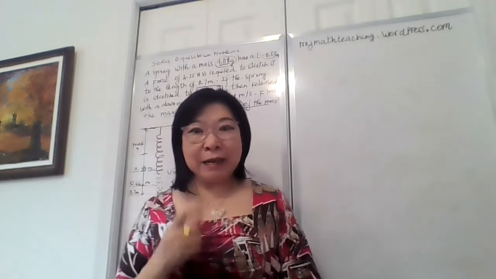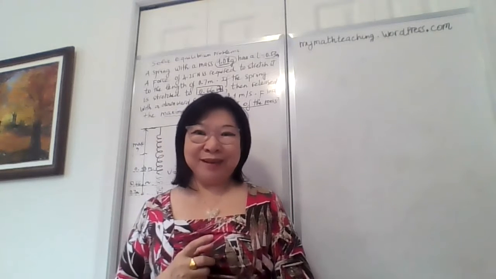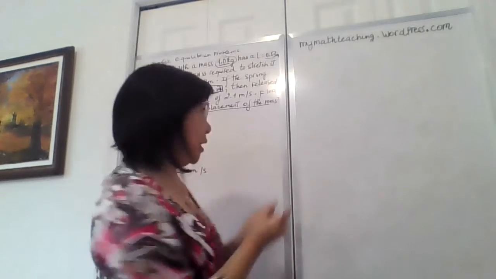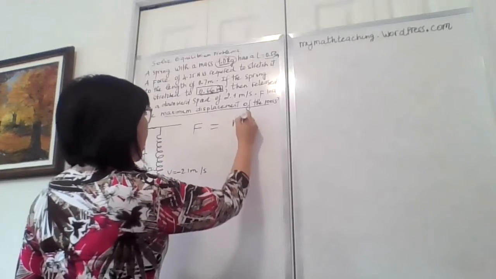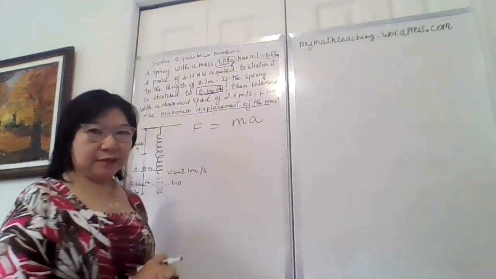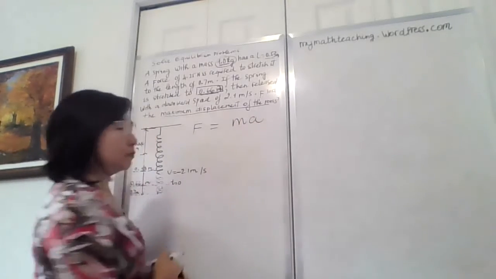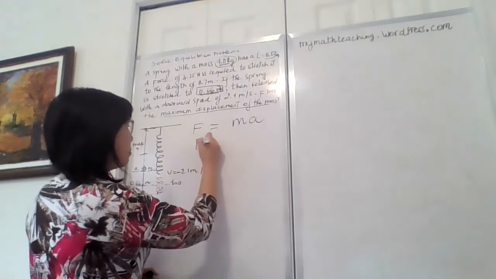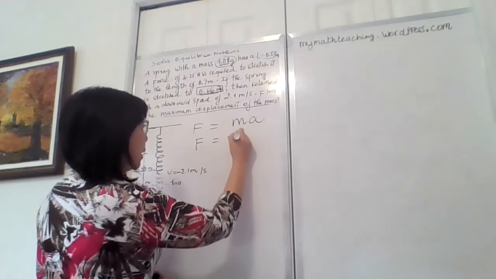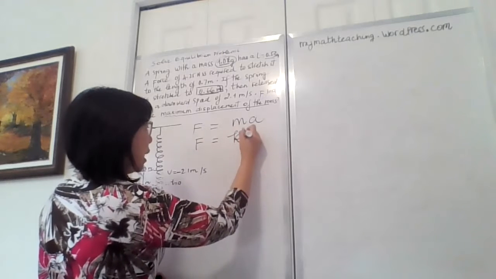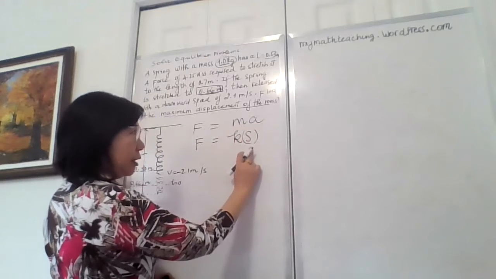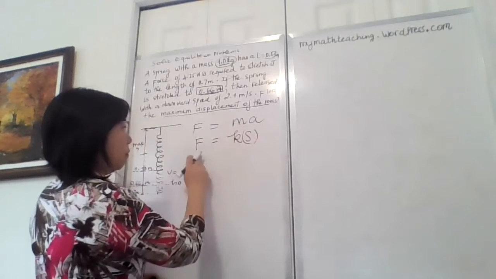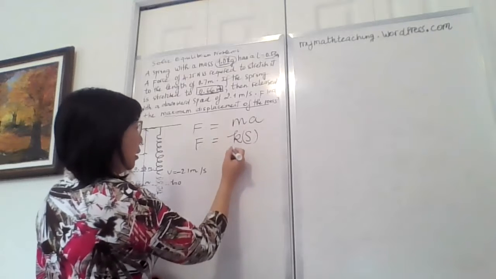Each great scientist has one equation for us to remember. So Newton is famous for force equals m times a, mass times acceleration. Now, in our scenario, we can express this as force equals k times s. S is the spring, right? The displacement of the spring. So force equals k times s.